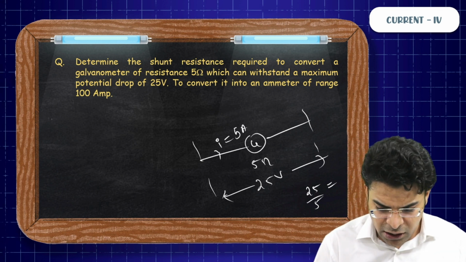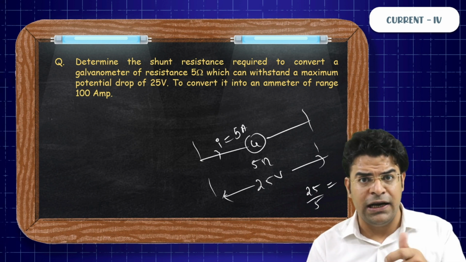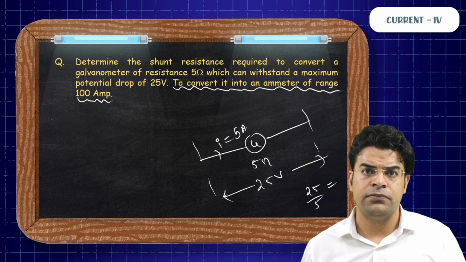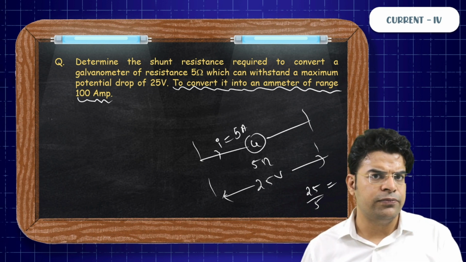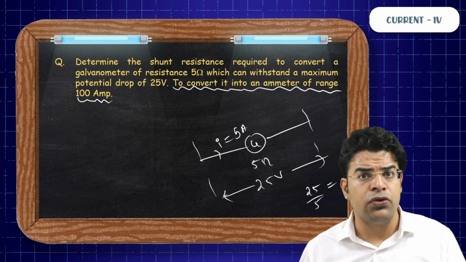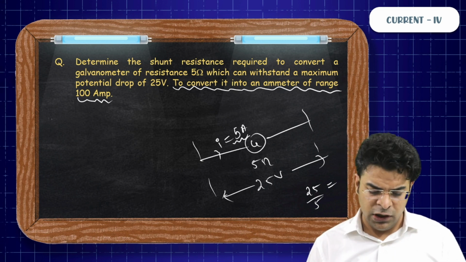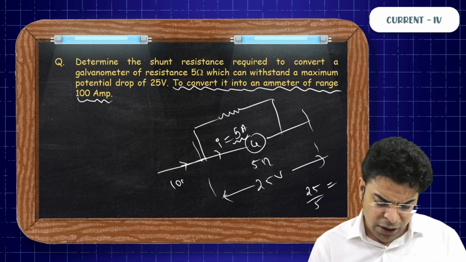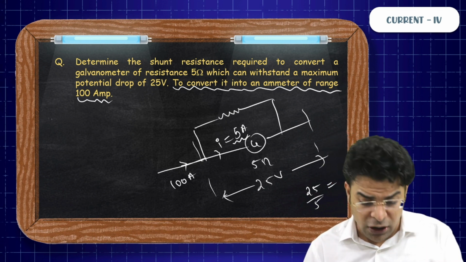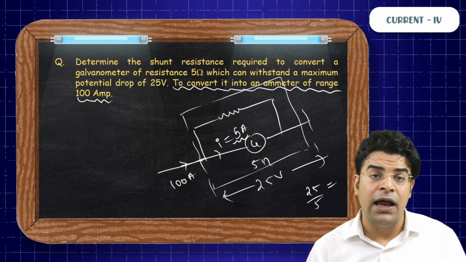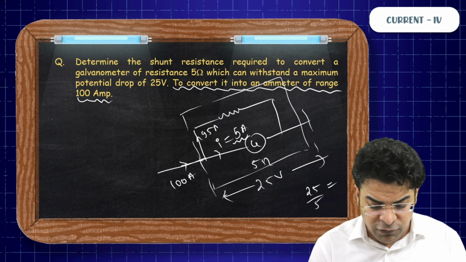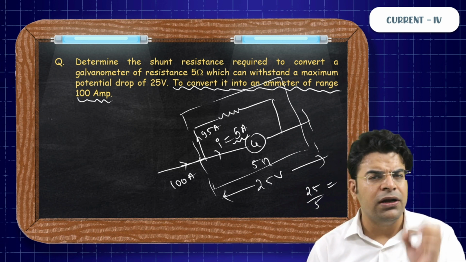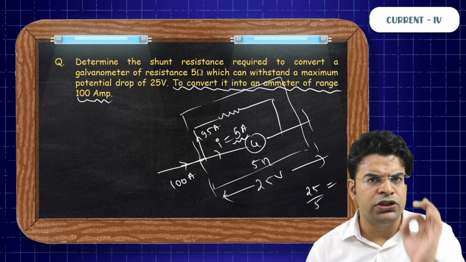They are asking how much shunt resistance has to be connected in parallel to the galvanometer to convert it into an ammeter of range 100 ampere. Now you want an ammeter of range 100 ampere. The maximum current through the galvanometer can be 5 ampere. So you will need to create an alternate path for the remaining 95 ampere to go, because you want the maximum current flowing through the ammeter to be 100 ampere. So 95 ampere of current out of the 100 will flow through the shunt and 5 ampere will flow through the galvanometer, and from there you can find out the value of the shunt resistance.